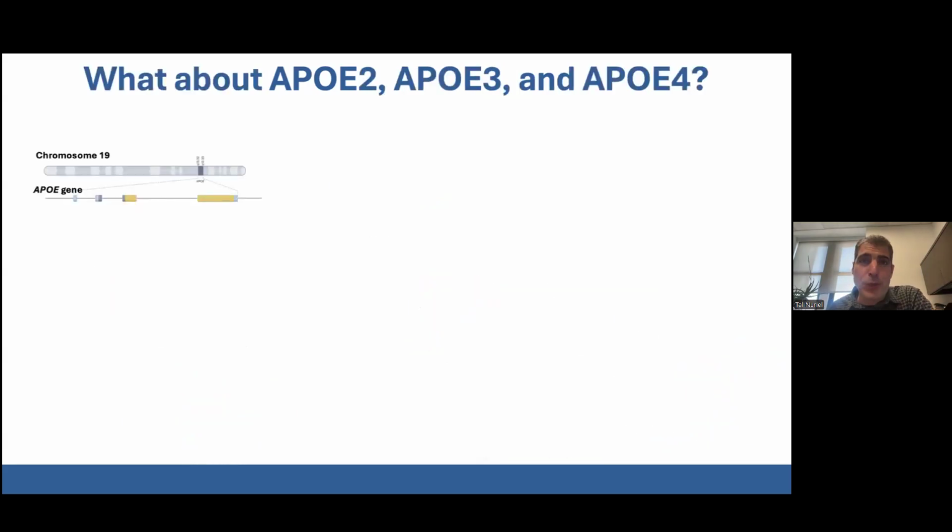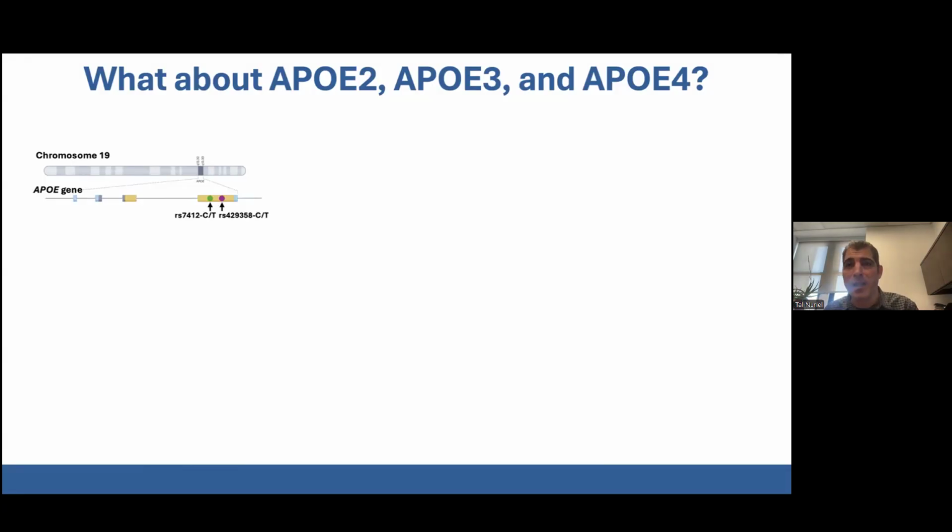So what about ApoE2, ApoE3, and ApoE4? Essentially, every gene in our body has lots of mutations, these single nucleotide polymorphisms, that are very important for evolution. For the most part, a mutation in a gene, or a variant between one and another, does absolutely nothing.